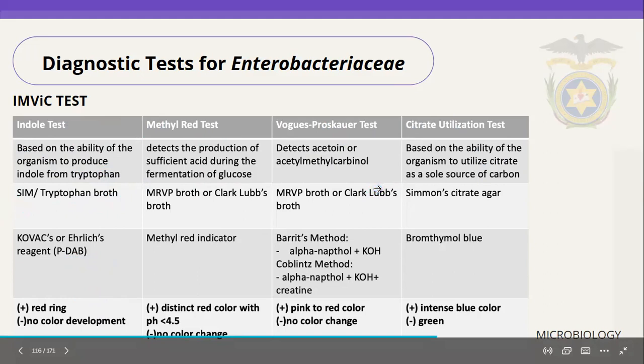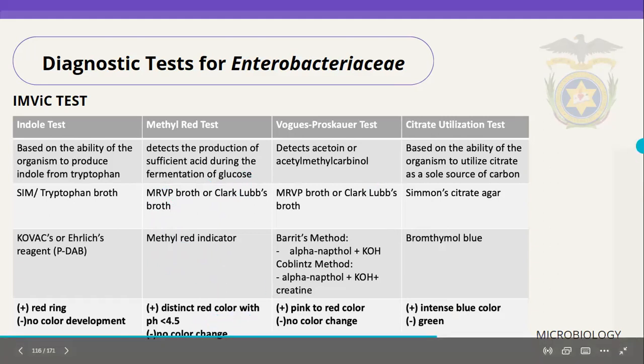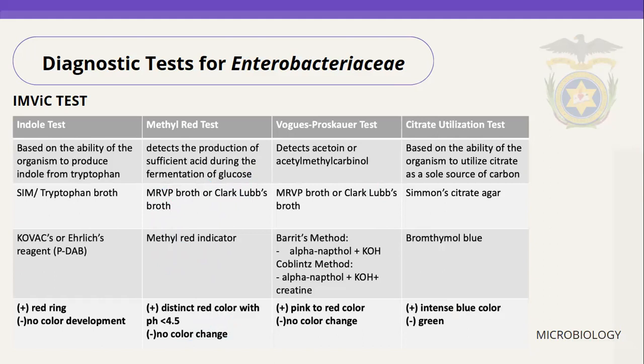Next, we have our methyl red test, and this test detects the production of sufficient acid during the fermentation of glucose. The medium used here is MRVP broth or Clark-Lubs broth, and we use the methyl red indicator here. The positive reaction is a distinct red color with pH less than 4.5, and if it's negative, we have no color change.